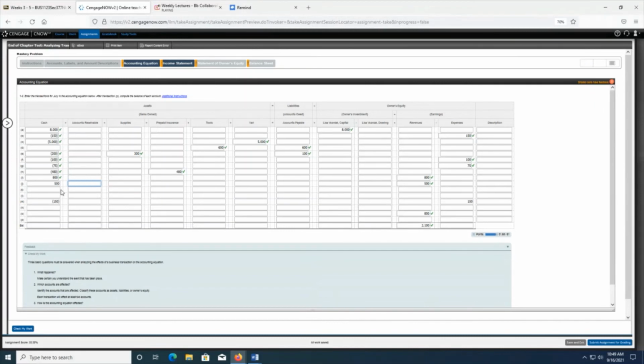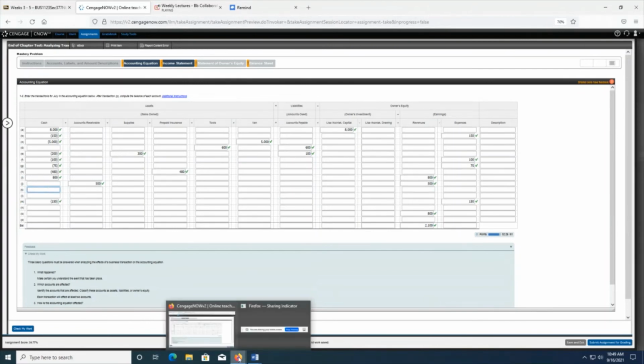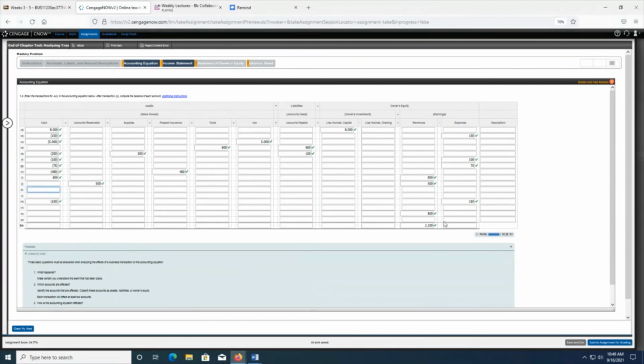So I'm going to put that here because we're owed it. We haven't gotten paid for it yet. Oh, sorry. It's not cash because it's accounts receivable. And it gave me that X, so I knew that was wrong. I had it here and it's a revenue and I'd already put the revenue there. So it's not cash on that one. I want them to go through this kind of quickly.